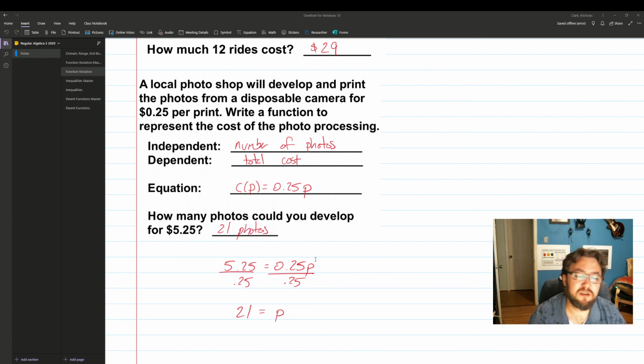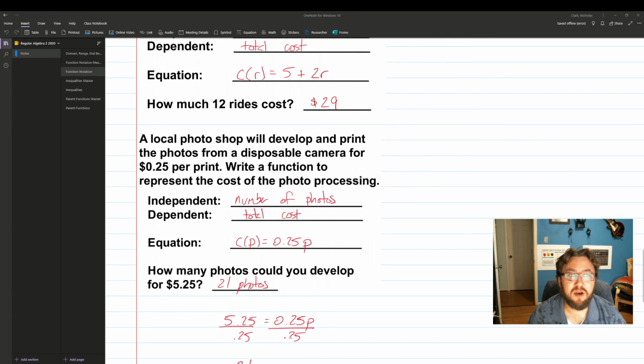I want to be super clear here that when you answer a word problem like that, notice how I put $29 and 21 photos. You need to identify what it is that you're solving for. All right, that's it.